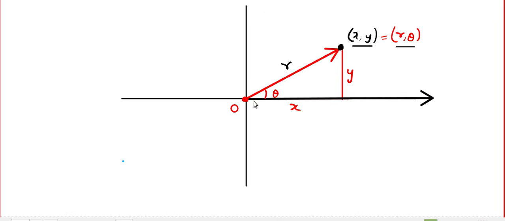So if you want the relation between them, it is very easy. You can see a right angle triangle here. If you use Pythagoras theorem, you get the relation r equal to x square plus y square.